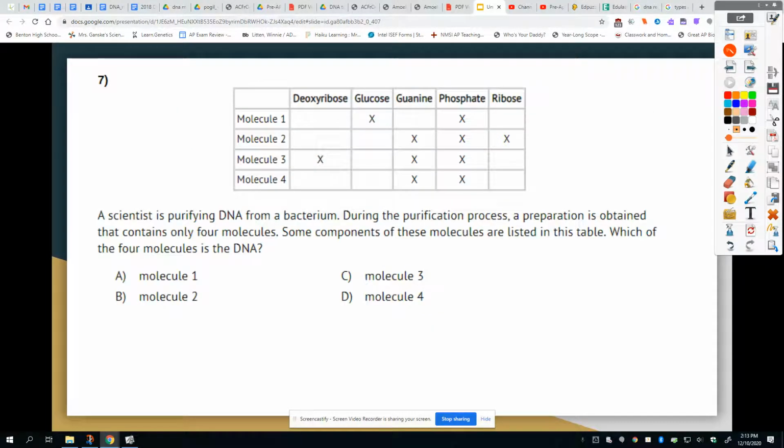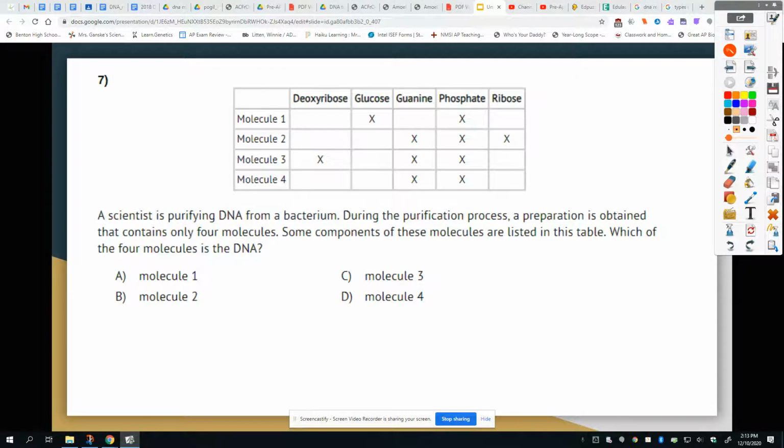Number 7 says a scientist is purifying DNA from a bacterium, and we want to know which of these molecules could have been DNA. Well, we know DNA has a sugar, it has phosphates, and it has bases. And guanine is one of those bases. So molecule 3 has all 3 of those. So molecule 3 is the DNA.